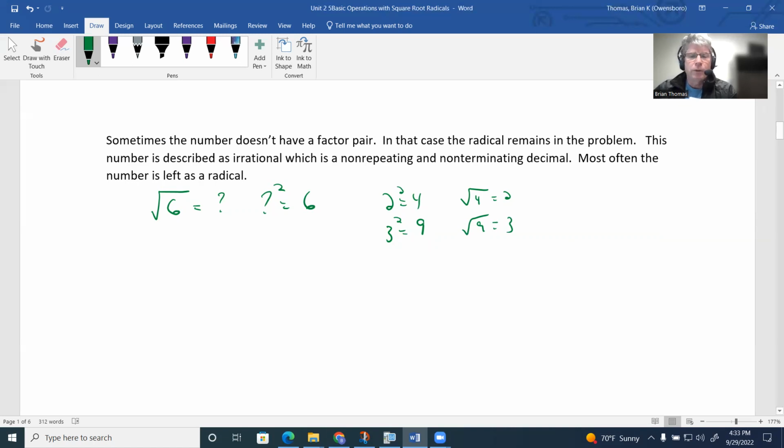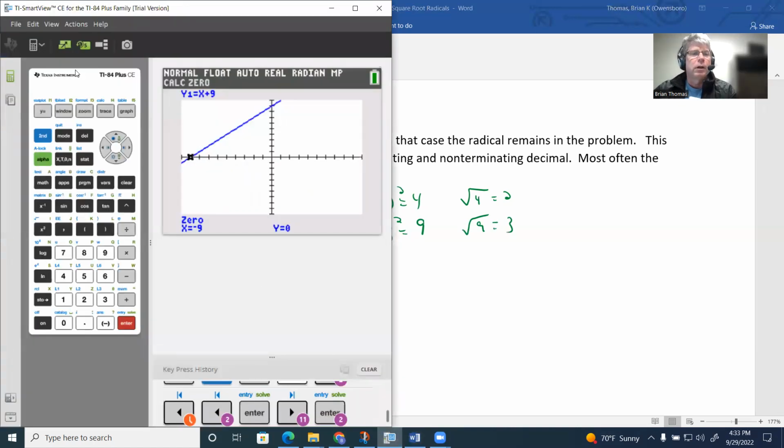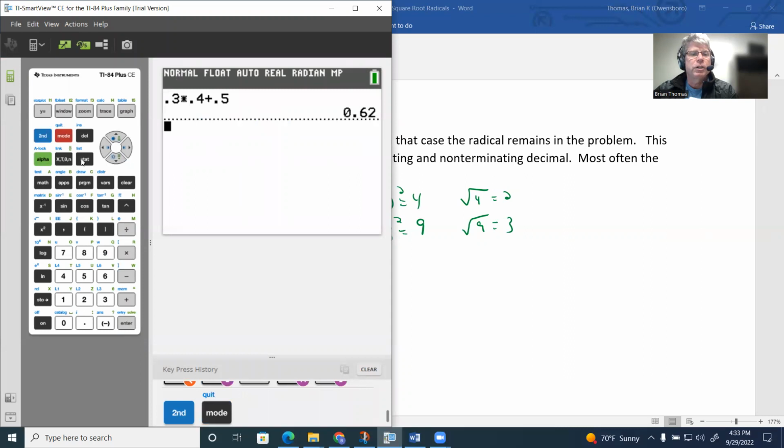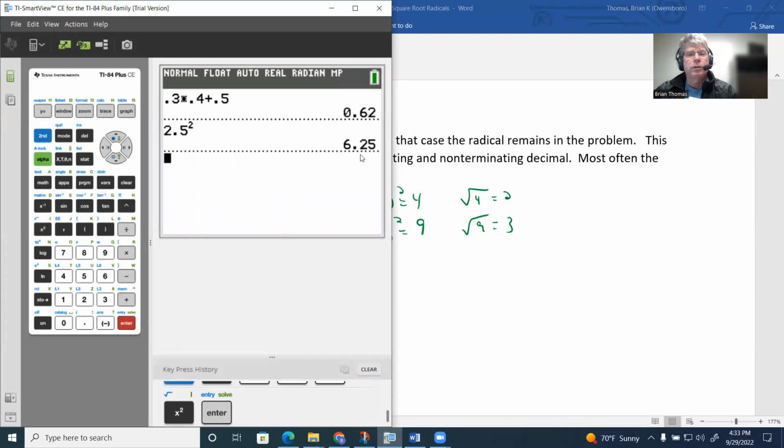So one way to play with this is using a calculator. I could guess and check and say, well, let's choose 2.5. If I square 2.5, does it give me 6? Well, that gave me 6.25. That means it's a little bit too high. So if I want, I could do 2.4 and square that, and that would give me 5.76. That's too small. So the square root of 6 has to be somewhere between 2.5 and 2.4.